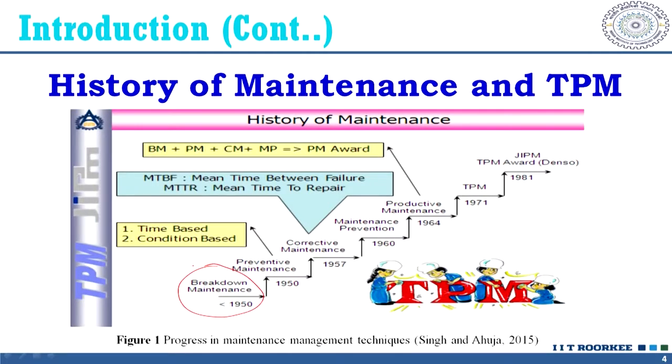After productive maintenance, in 1971 there was a term total productive maintenance, and the JIPM TPM award was started at that time by Nippon Denso. So, this way maintenance started in different forms, then it came to productive maintenance, then to total productive maintenance. Then after some time JIPM started a TPM award for manufacturing excellence in different categories. Companies were awarded by the TPM award.